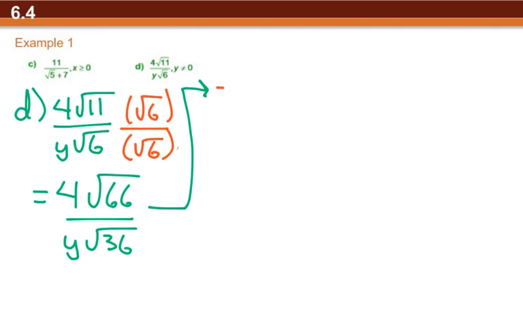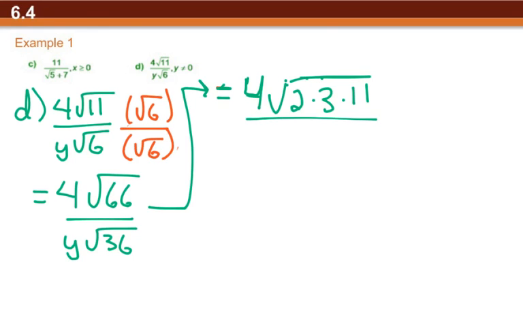Look to break down. On the top, square root of 66, we can divide it by 2, we're at 33. Divide it by 3, we're at 11, and 11 is prime. On the bottom, we have the y. Square root of 36, divided by 2, we're at 18. Divided by 2 again, we're at 9. Divide by 3, we're at 3, which is where we need to go.